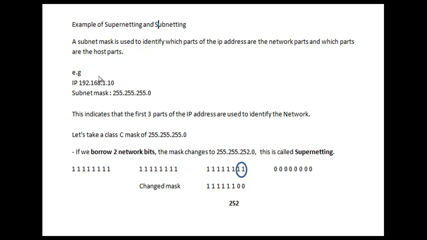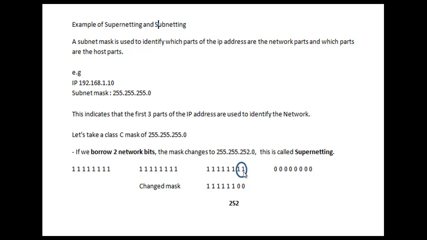Now, we have here an IP address with its subnet mask. This IP address and the subnet mask indicate that the first three parts of the IP address are used to identify the network. So we have the default subnet mask, which is 255.255.255.0. If we borrow 2 bits from the network part, not from the host part, from the network part, this is called supernetting.